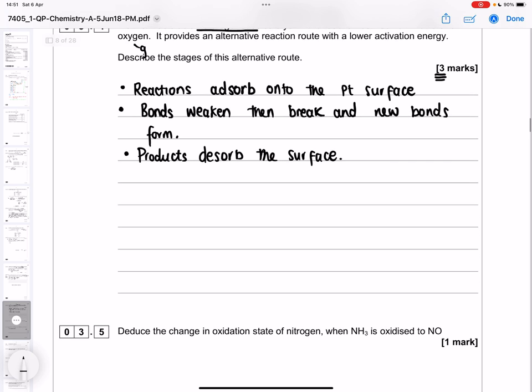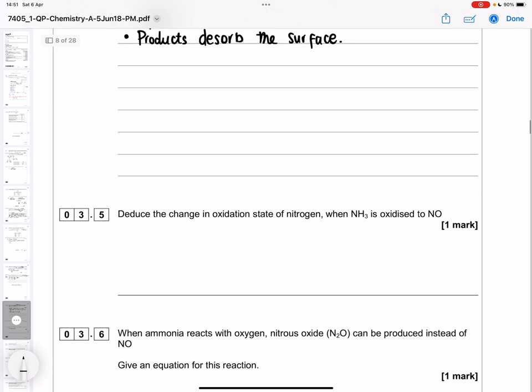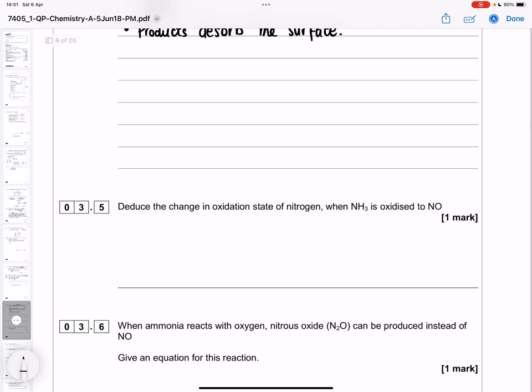Deduce the change in oxidation state. So always hydrogens are +1. So we've got 3 +1s. So nitrogen is -3. And then here oxygen is -2 and nitrogen is therefore +2. So it's going to increase from -3 to +2.